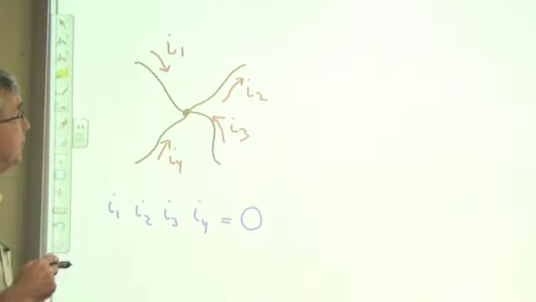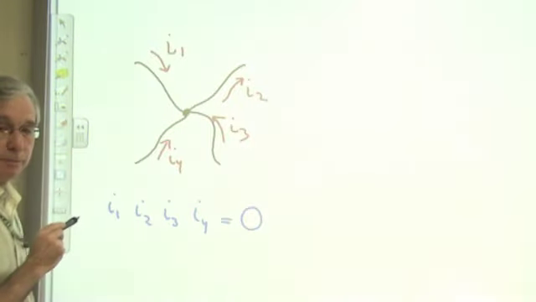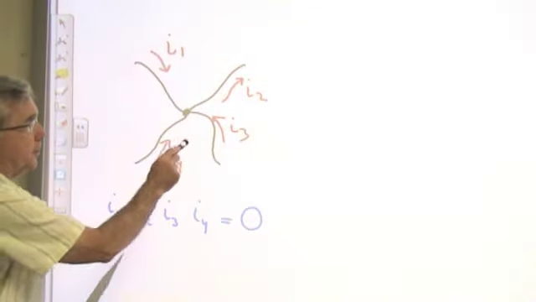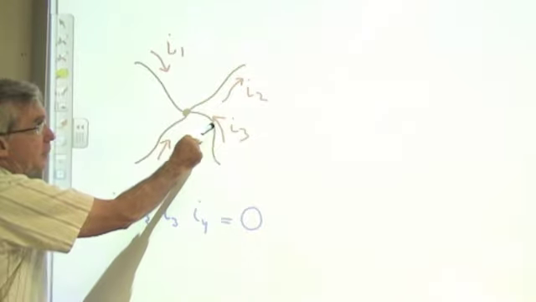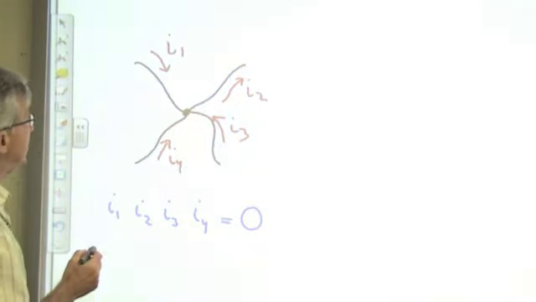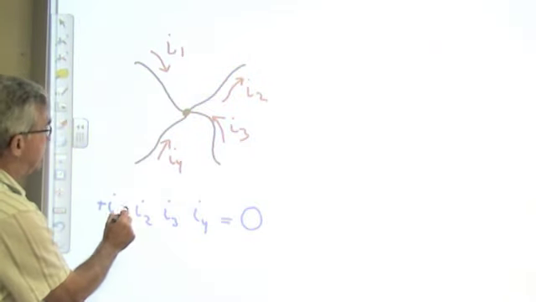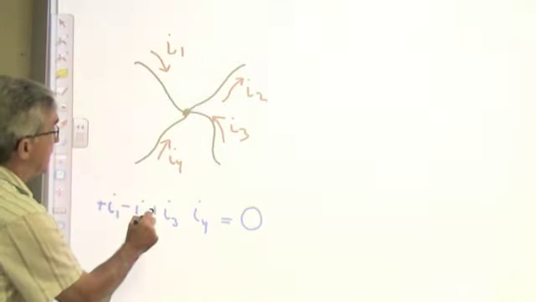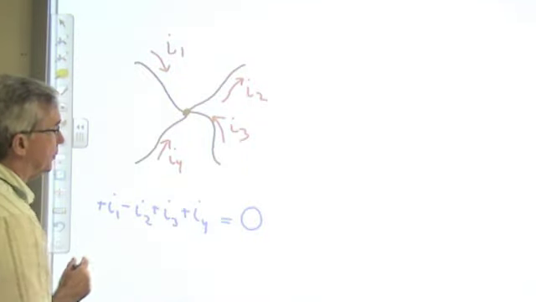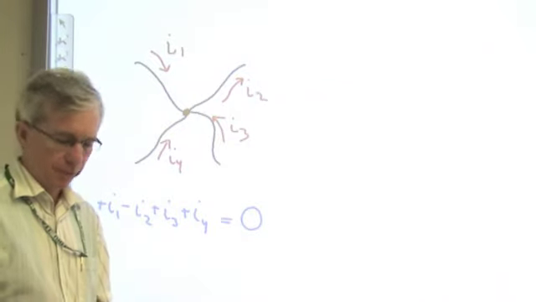If the current arrowhead is pointing into the node, such as I1, use a plus sign. If the current arrowhead is pointing away from the node as I2, then use a minus sign. So I'll have plus I1, I'll have minus I2, plus I3, and plus I4. Algebraic sum of the currents is equal to 0.